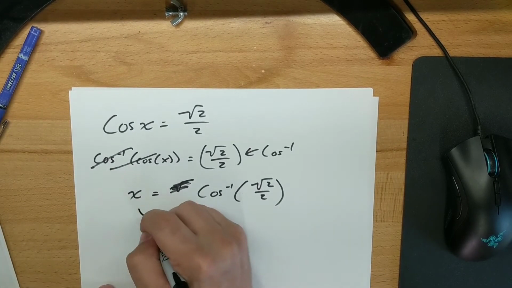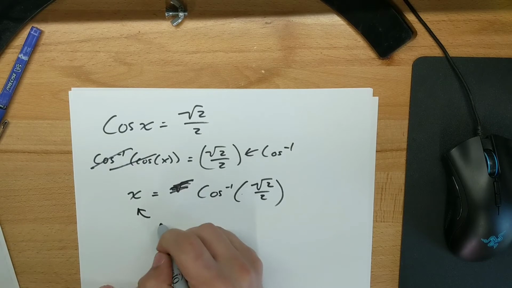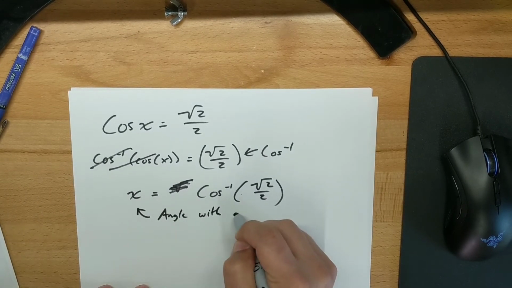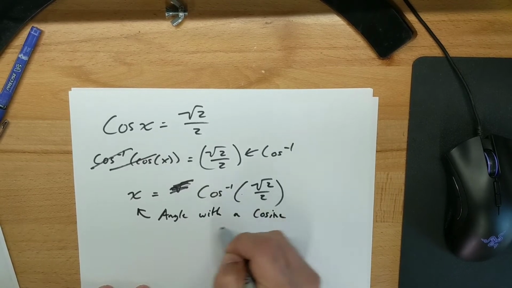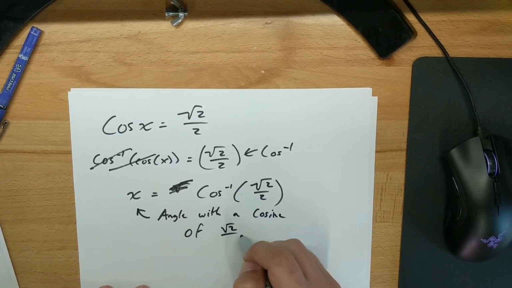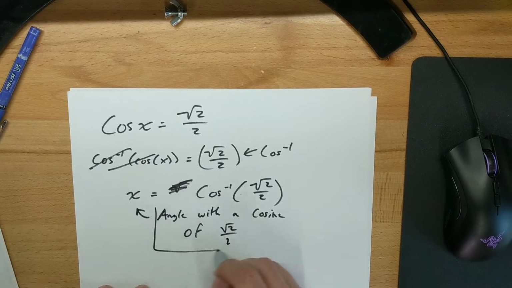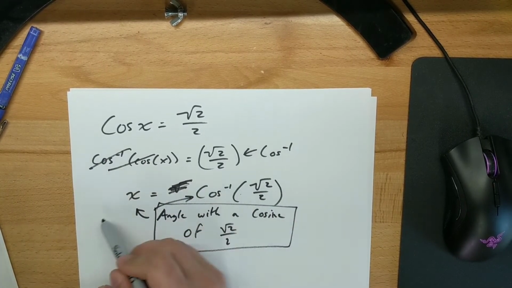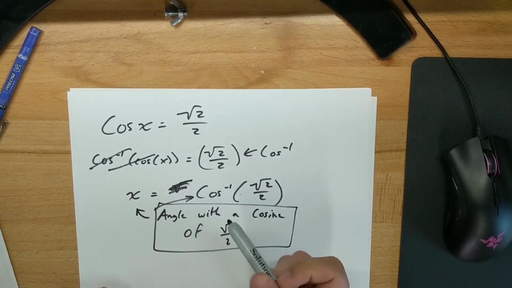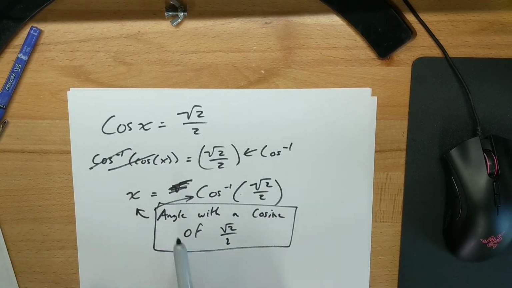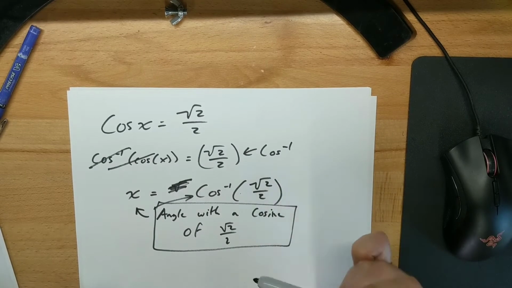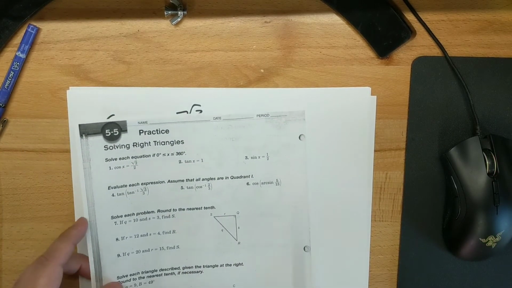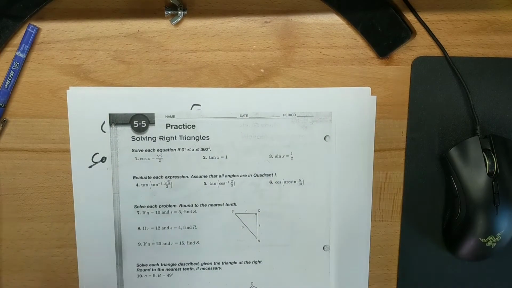But the point is that this means the angle with a cosine of root 2 over 2. That's what cosine inverse of stuff means. When you see this, that's what they're asking, an angle that has the cosine of root 2 over 2. So, the rest of these, you just look it up on your unit circle. Can you do it?